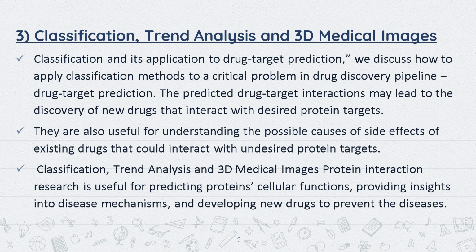The predicted drug target interaction may lead to the discovery of new drugs that interact with desired protein targets. They are also useful for understanding the possible causes of side effects of existing drugs that could interact with undesired protein targets. Protein interaction research is useful for predicting protein cellular functions, providing insights into disease mechanisms, and developing new drugs to prevent diseases.